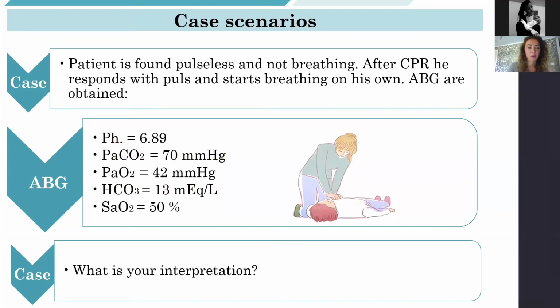Patient is found pulseless and not breathing. After CPR, he responds with a pulse and starts breathing on his own. In this case, we also obtain arterial blood gas, and we see that pH is 6.89, PCO2 is 70, PO2 is 42, and bicarbonate is 30. In this case, the saturation is 50. How would you interpret this?